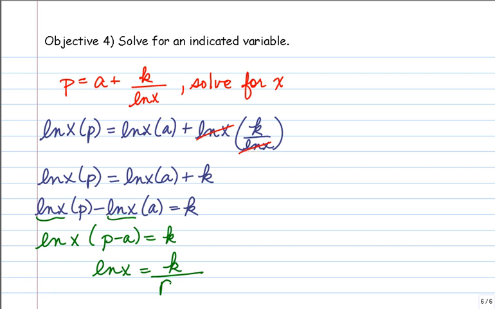And then the last thing we want to do is apply the exponential form to get this out of the logarithmic form. So again, it's natural log, log base e. So we know that e to the k over p minus a is equal to x. And that is it.